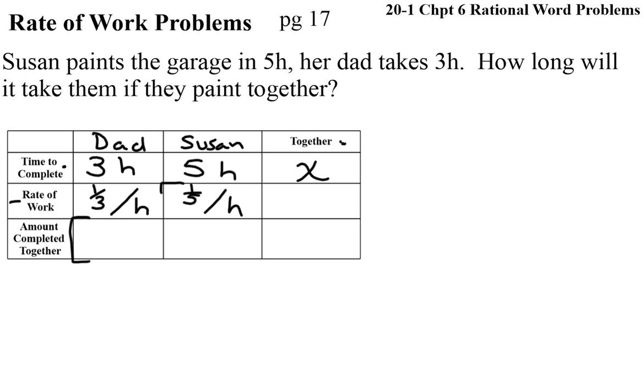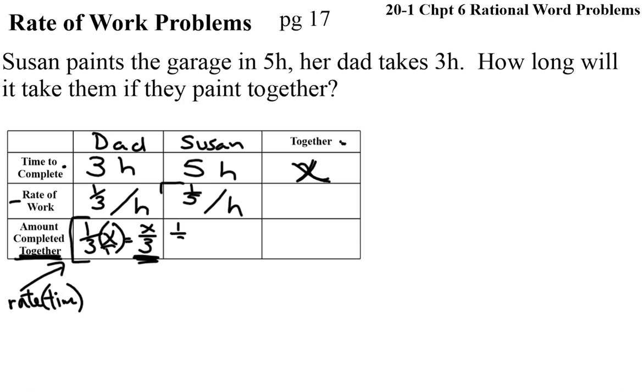Well, like I said, this amount is based on the rate times the time. Well, we know dad's working at a rate of 1/3 of the job per hour. How long is dad working for? He's not working for 3 hours because they're now working together. And together, time, we've called x. So 1/3 times x, I can write this as x over 3, because it's like having x over 1. 1/3 times x over 1 is x over 3. There's the amount that dad's going to do.